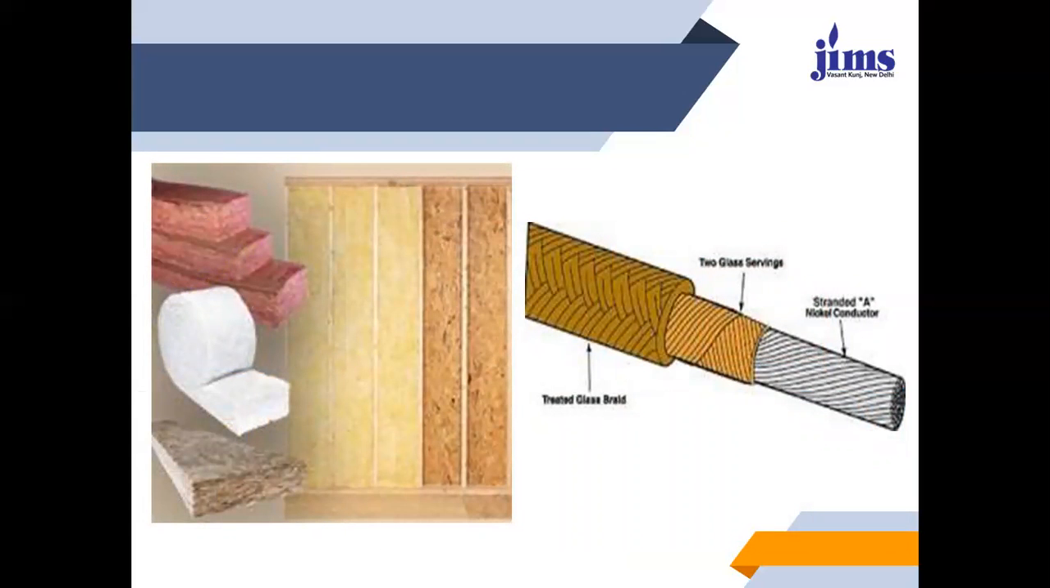We find multiple colors and combinations for a standard nickel conductor which will be wrapped by two glass servings, and the treated glass will provide insulation to the aluminum conductors over the device. And this will be the end of the insulation which we are covering over the devices.